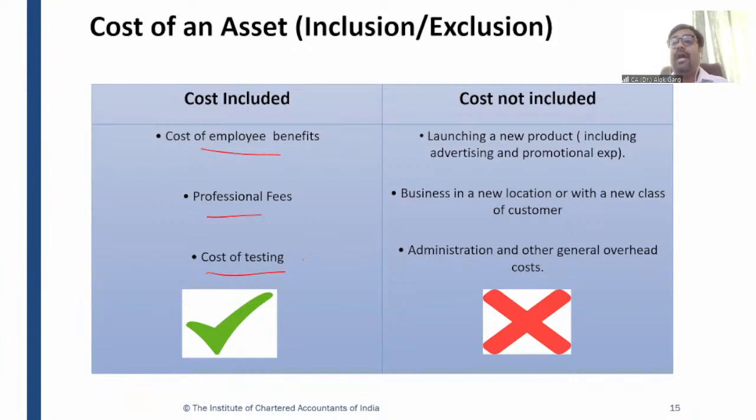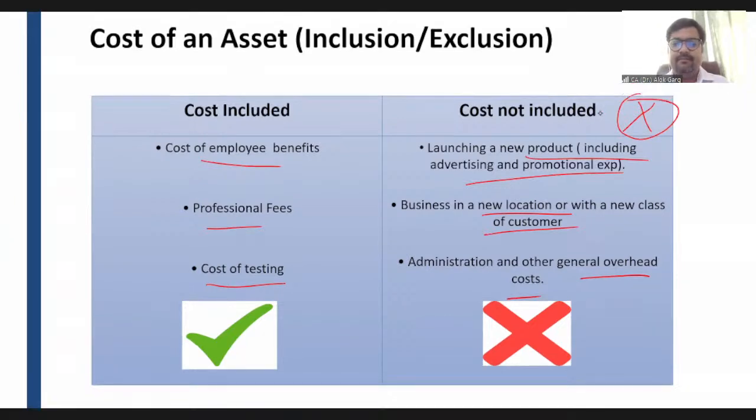Costs not included: advertisement cost, promotional expenditure, cost of conducting a business in a new location or with a new class of customer, audit fee, administrative fee, general overhead cost. These costs are not going to be included in the cost of the intangible asset. We have also discussed these costs in our property, plant and equipment standard, so this is somewhat similar to what was there in that standard. Any doubts so far, guys?